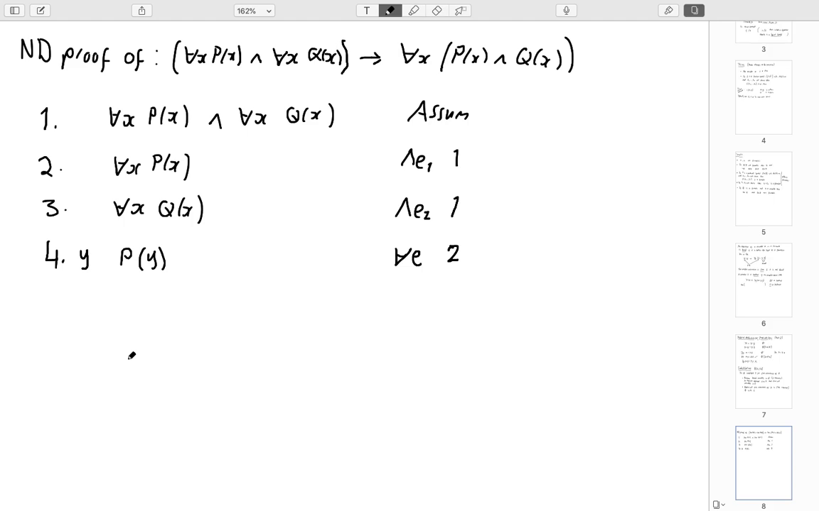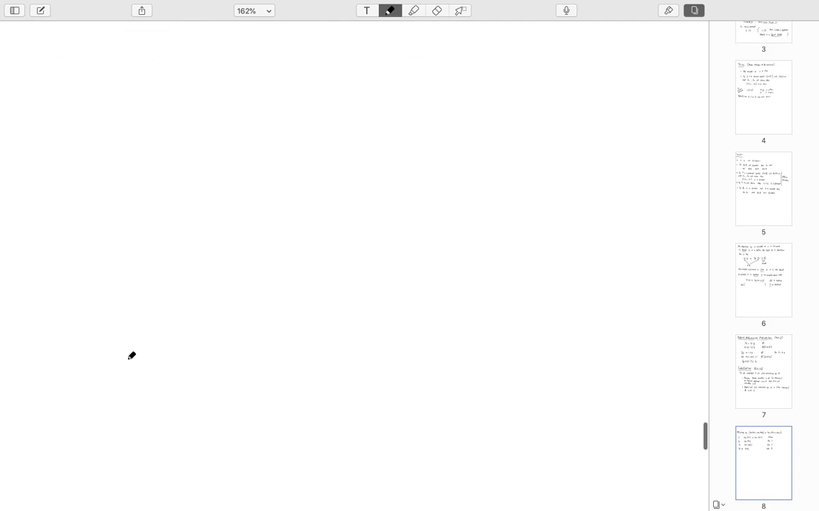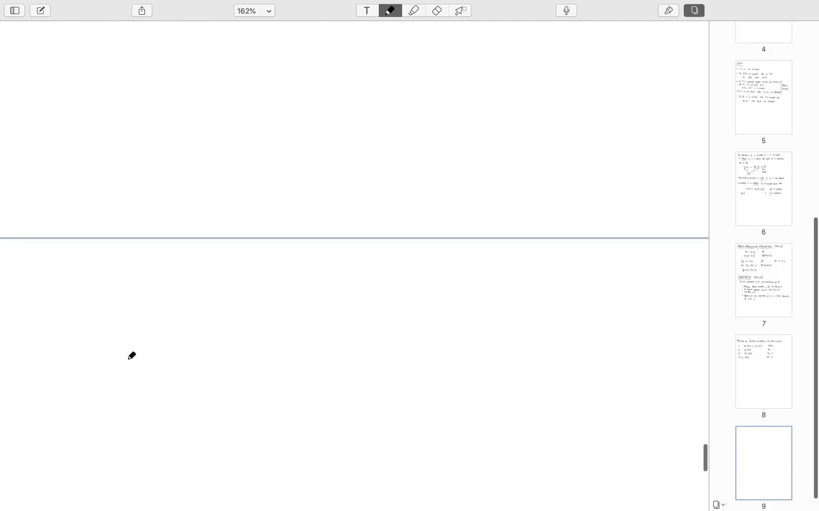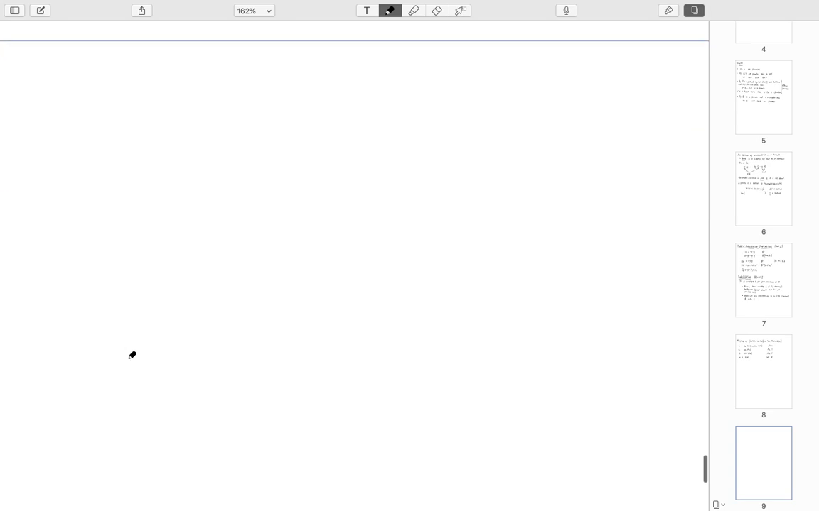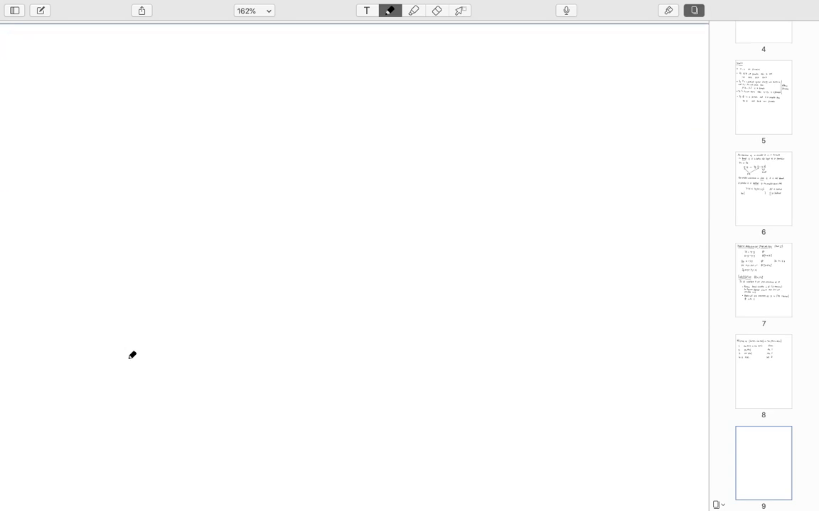So maybe we'll go and write the rule down on the next page. So the elimination rule for universal quantification is: if we have a formula for all x phi, doesn't matter what the formula phi is, but it's universally quantified, for all x phi.